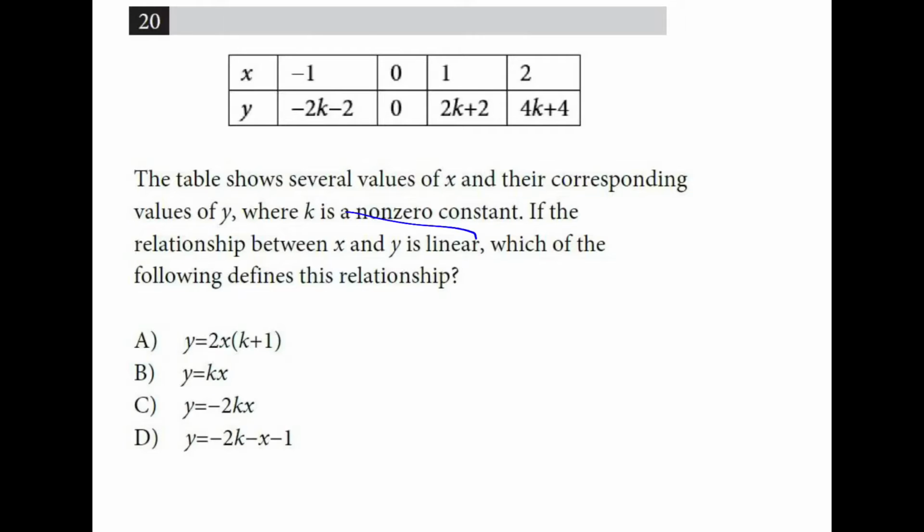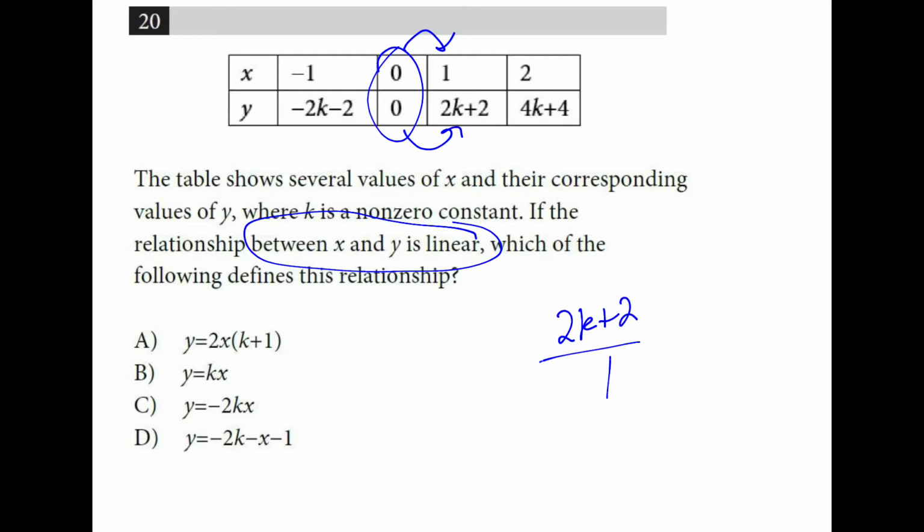They tell us that it's a linear relationship. So notice as x goes up by 1, y goes up by 2k plus 2. So 2k plus 2 divided by 1. And our intercept, when x is 0, y is 0, so the intercept is 0.